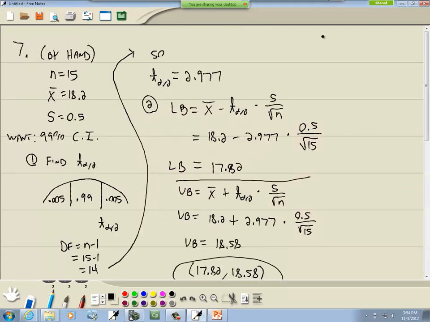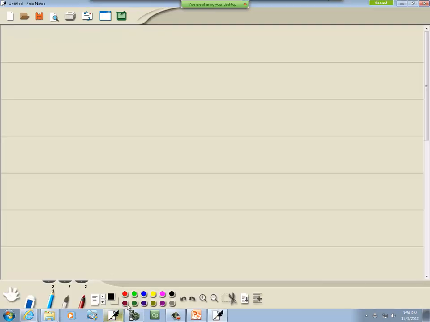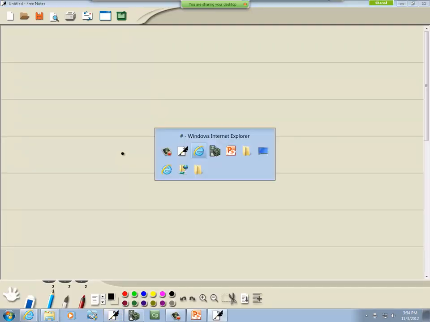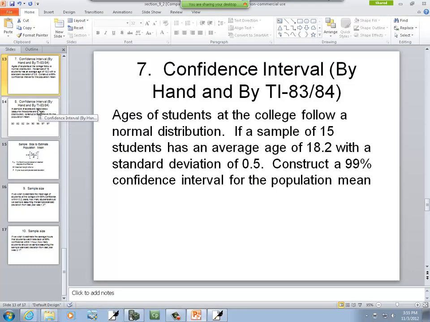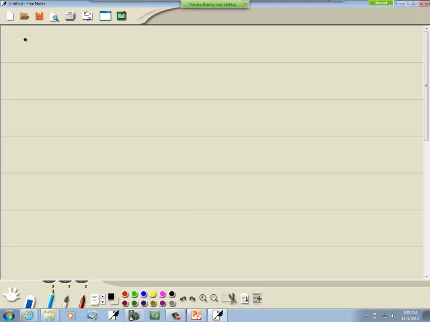And let me try to find my calculator here somewhere. Actually, I guess I can just use the one on here. Okay, let's look at number 8 by hand.